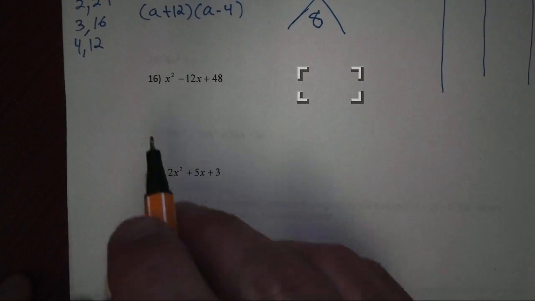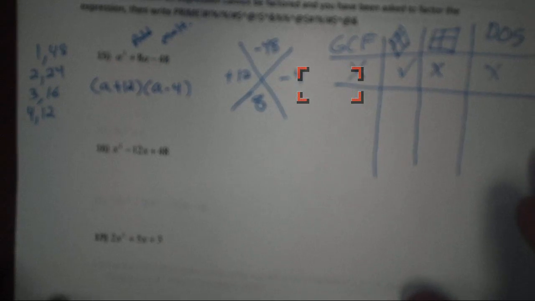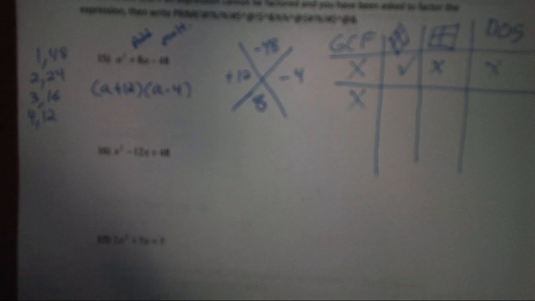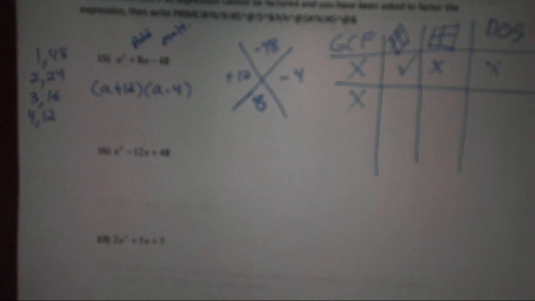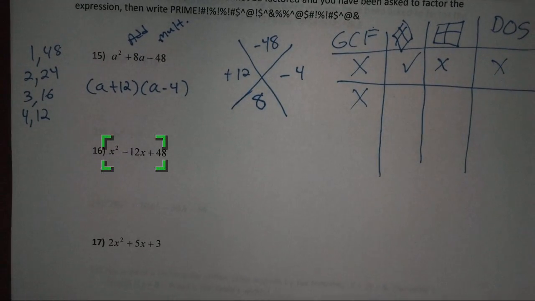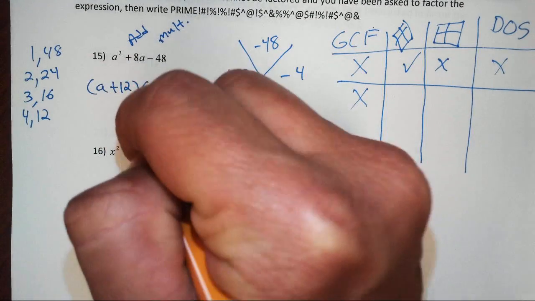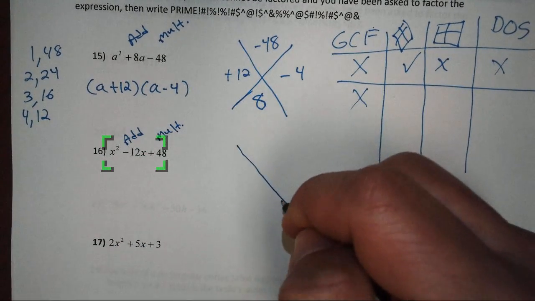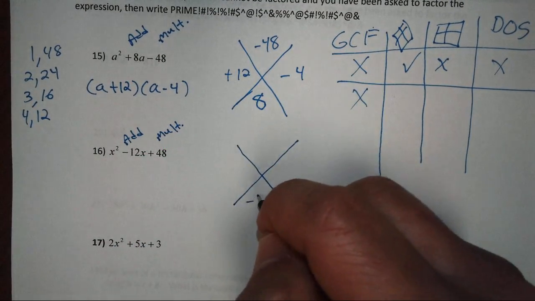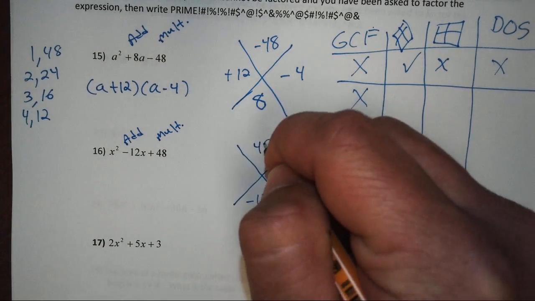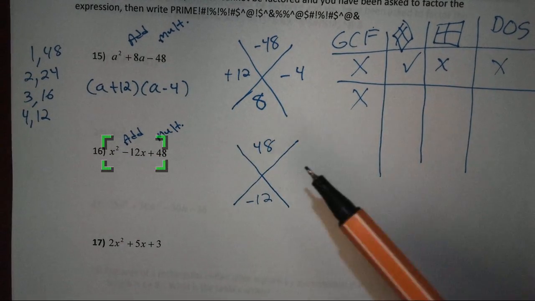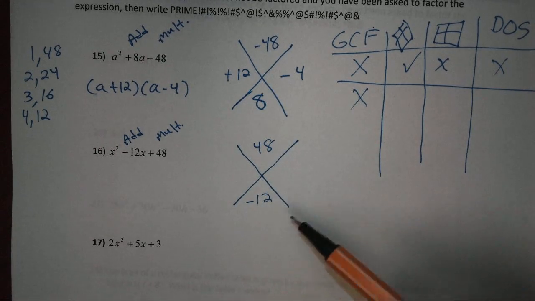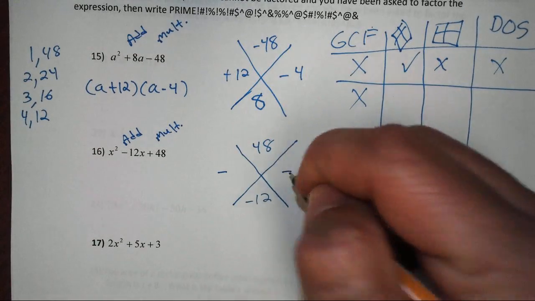On to number 16. So GCF, don't see one. So we put an X for the GCF part. Then we look for a diamond. It is set up for a diamond. So we're going to add to get negative 12, multiply to get a 48. So I see that I multiply to get a positive, but add to get a negative. So that means it's got to be two negative numbers.